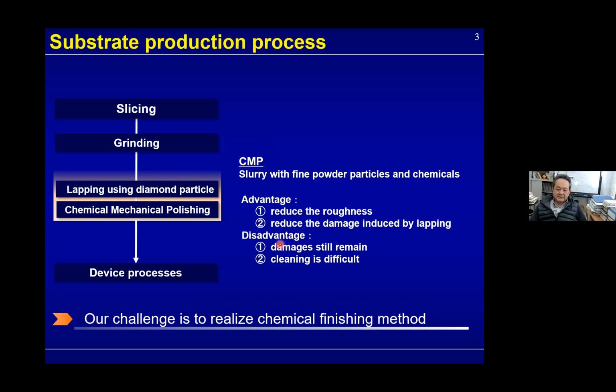But there are some disadvantages. CMP still uses powder particles, so damage still remains. And due to the usage of the powder particles, cleaning is so difficult. So our challenge to overcome this kind of problem is to realize a chemical finishing method without any powder particles. Okay, this is today's topic.